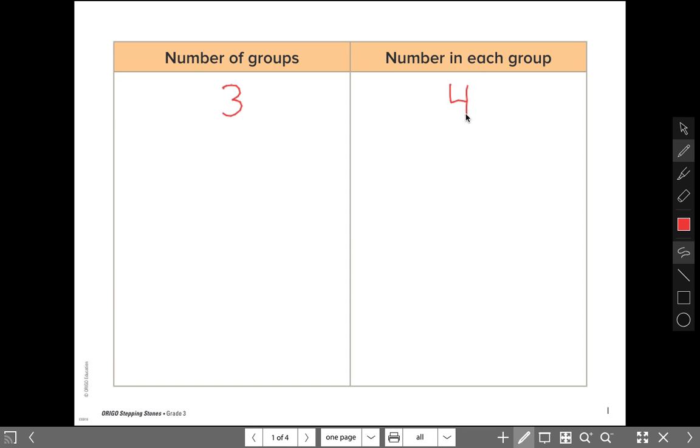Sally, how many groups did you guys divide yours into? 4. 4 groups. And how many counters are in each group? 3. Turnaround. It is a turnaround. Kind of. Division doesn't have turnaround facts, but you're right.